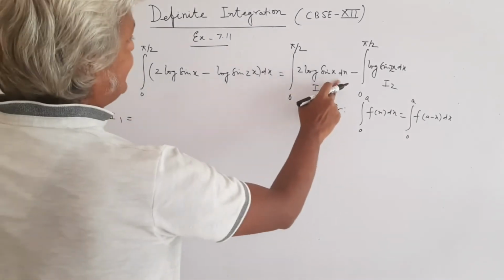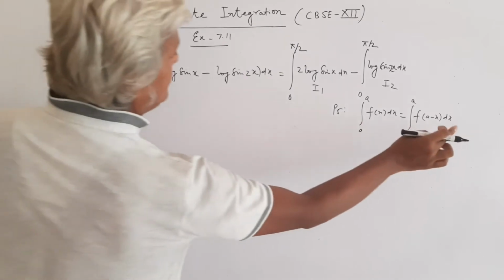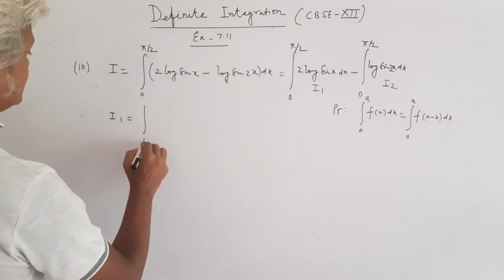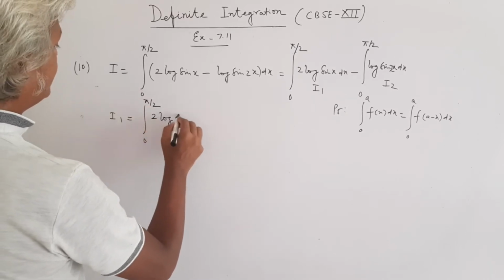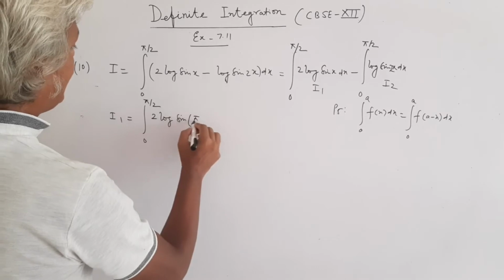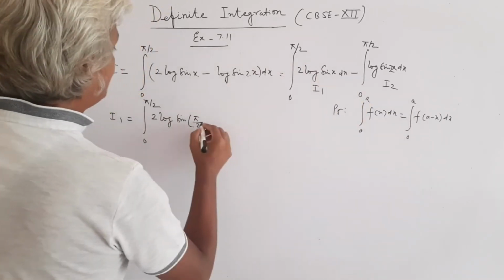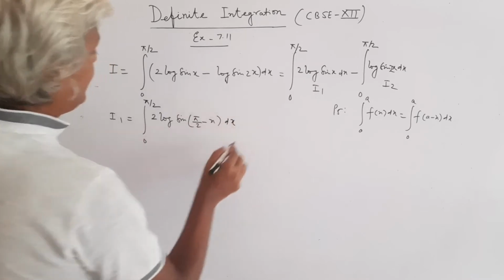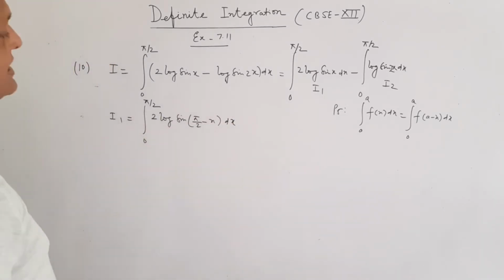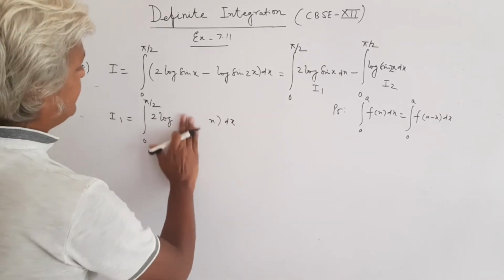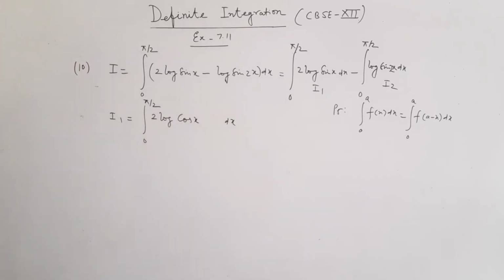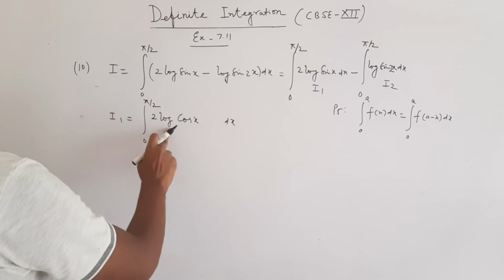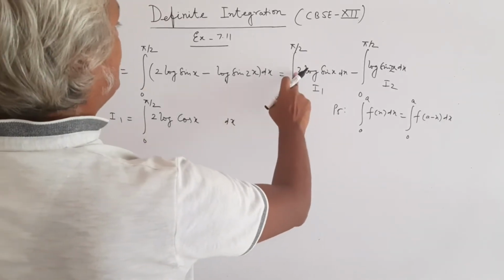So I1 is already there, and I just apply the property there, just put this value. So this becomes integral from 0 to pi by 2 of log sin(pi by 2 minus x) dx. Now you know that sin(pi by 2 minus x) is cos x. So just I need to save my time also. So here I write this as cos x. So the I1 is the integral of log cos x, and the I1 is also the integral of log sin x.